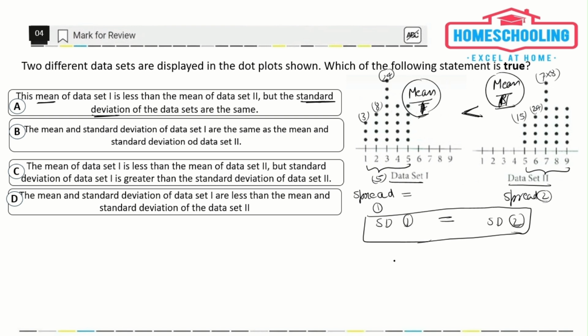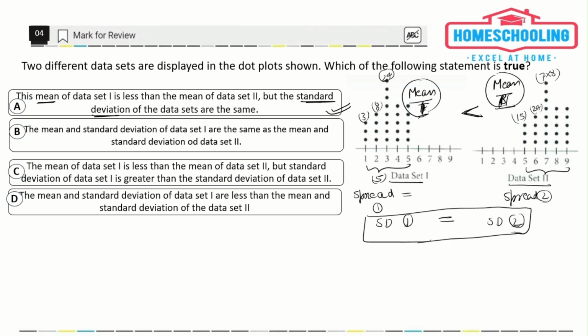So now let's find out the option here. First we have to find the option where the standard deviation is the same. The standard deviation is the same, and option A says that the mean of data set 1 is less than the mean of data set 2. So that is also true. So option A will be your correct answer.